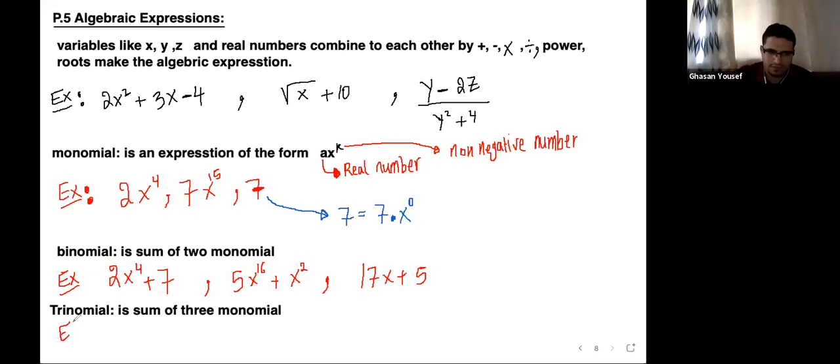So for example, the sum of three monomials like 2x to the power 4 plus 5x plus 7. So this is a trinomial. Another example, x plus 7x squared plus 2. This is another trinomial. And the same thing: any sum of three monomials is called a trinomial.